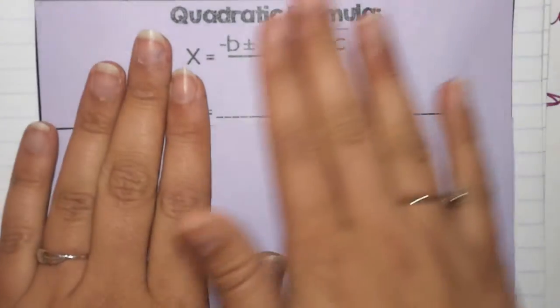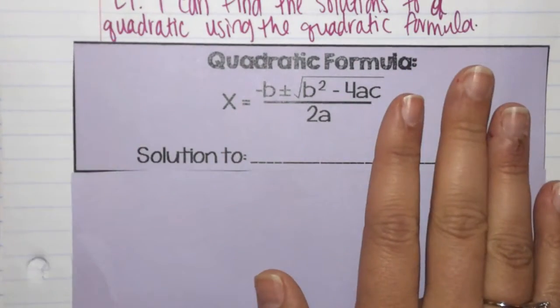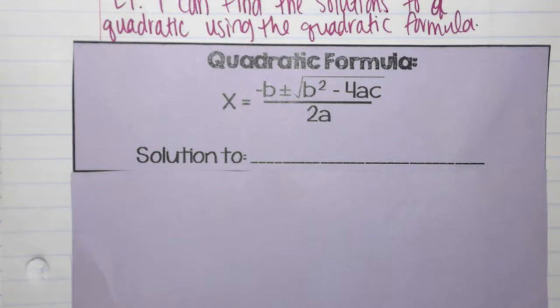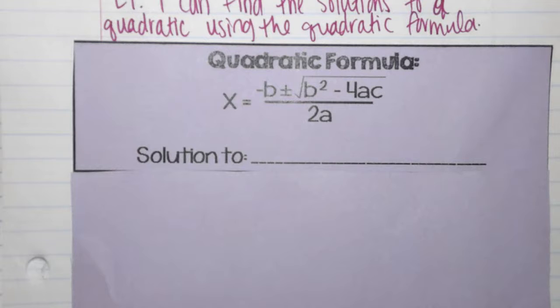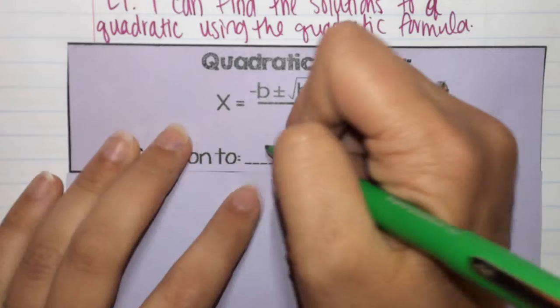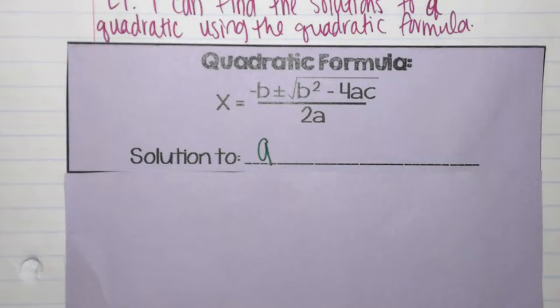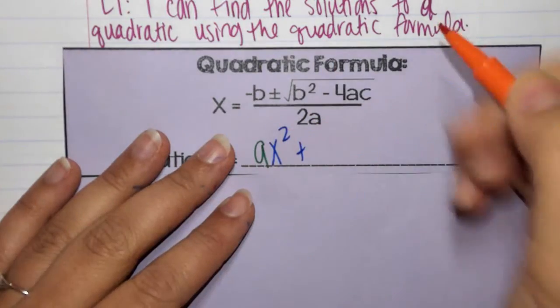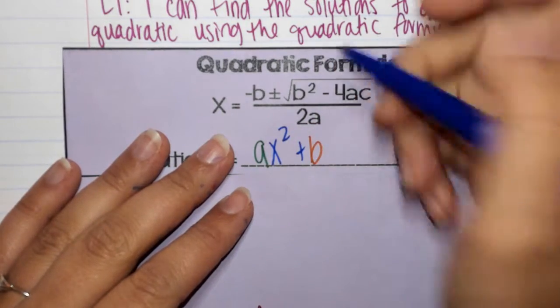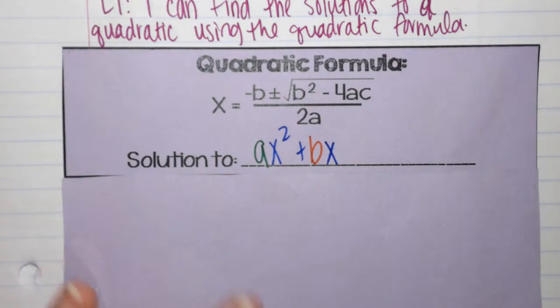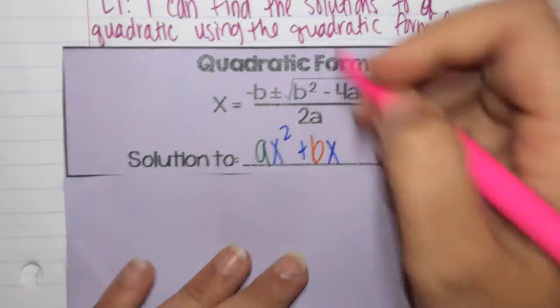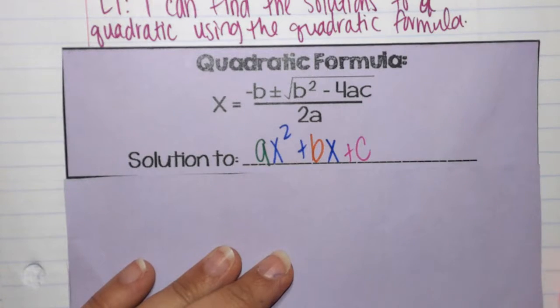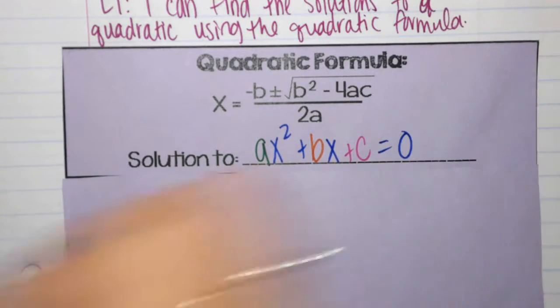Now we're going to learn when to use the quadratic formula. You learn the quadratic formula when you have a quadratic. It has to be equal to 0 for you to be able to use it. So it would say ax squared plus bx plus c, and it must be equal to 0, right?